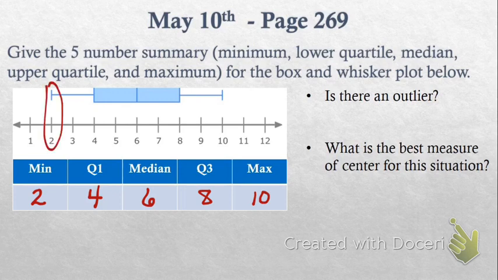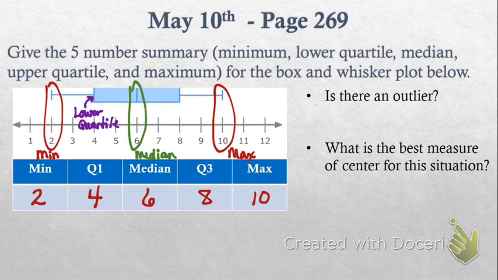Remember, here's our minimum. So we're reading this box and whisker plot. The ends of the whiskers are the minimum and maximum. Right in the center of the rectangle is the median. The left edge, the smaller side of the rectangle, is the lower quartile, and over with the larger numbers, the other end of the rectangle is the upper quartile.